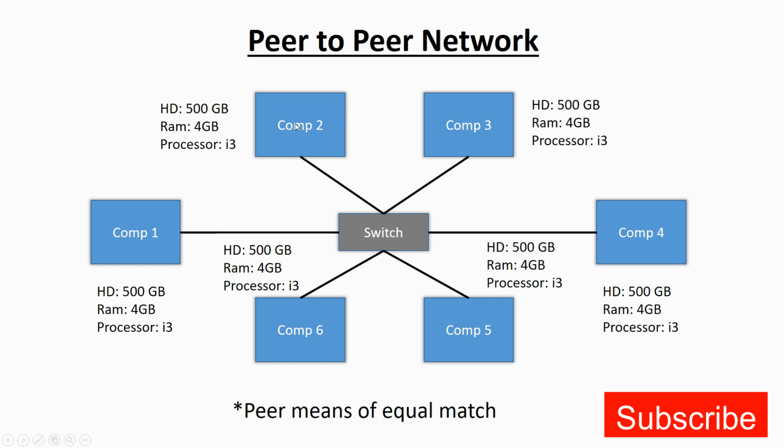All the PCs can act as a server as well as they can act as a client. So the client and server roles are the same for all the PCs. There is no one powerful computer which takes control of all the other PCs. For example, if COM2 is asking for some file from COM4, that particular file will be accessed from that particular computer.